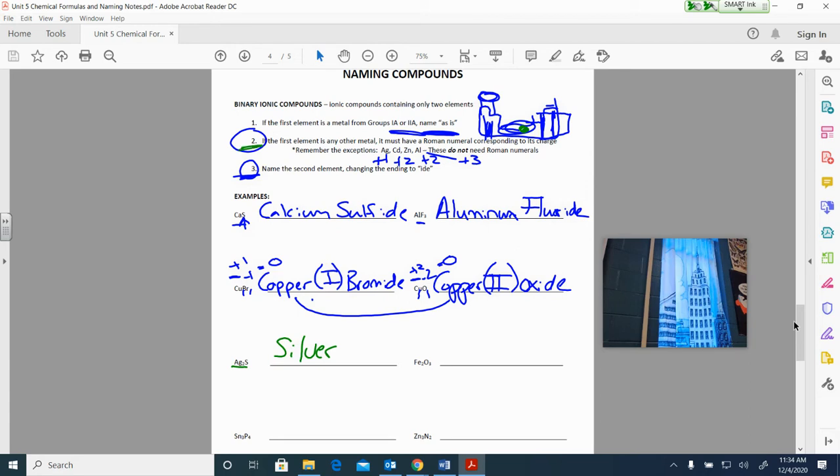But then I check my rule number 2, and rule number 2 says that Ag is also an exception, just like aluminum was. They were both exceptions to the rule. They do not need Roman numerals, so you literally just name them as they are, silver.